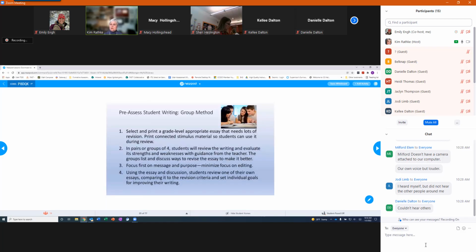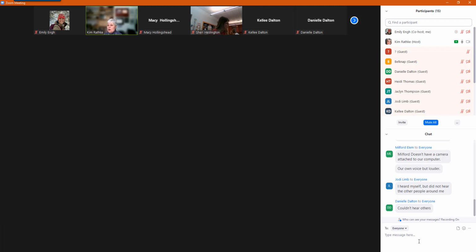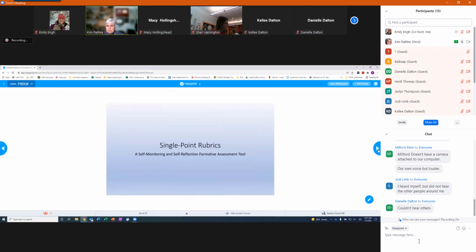You can also do this, by the way, as a group. You can actually, like we were talking about earlier, make sure you print the connected stimulus material so they can use it when they're reviewing it. And in pairs or groups of 4, have them write and talk about the strengths and weaknesses of the writing. And again, though, you're going to focus on message and purpose, and then review one of your own essays and compare it. So you can do it in 2 ways, or you can do both of these things. They're all really effective strategies, okay?